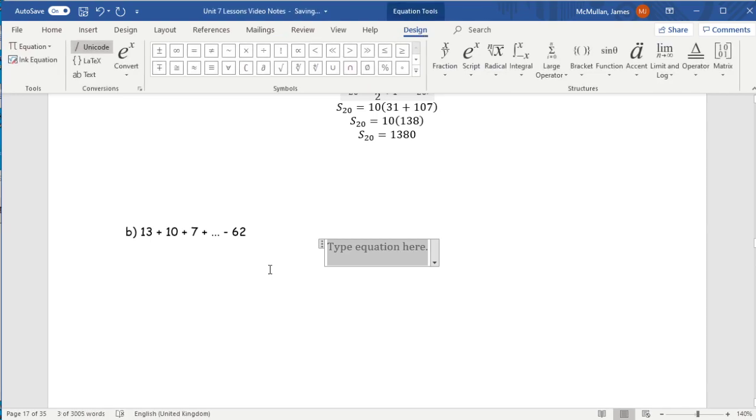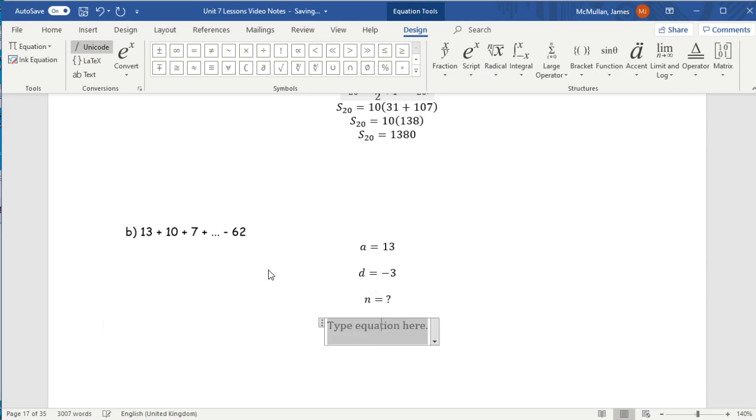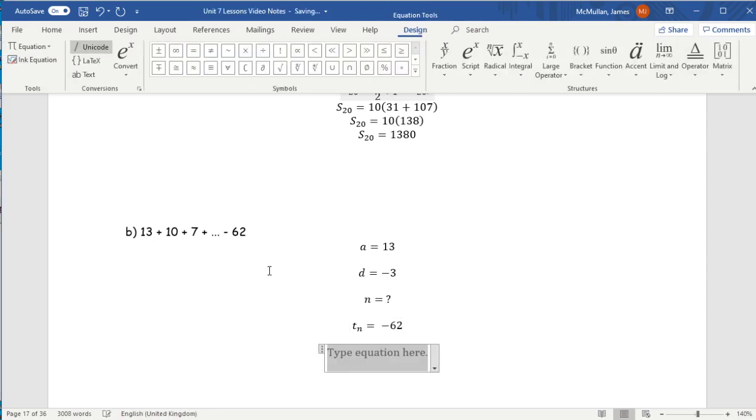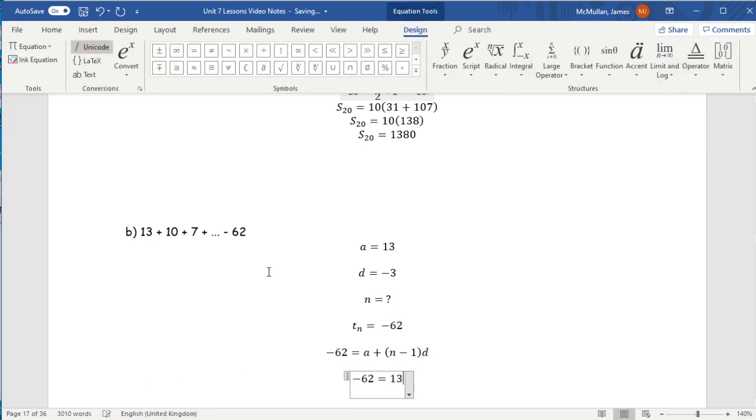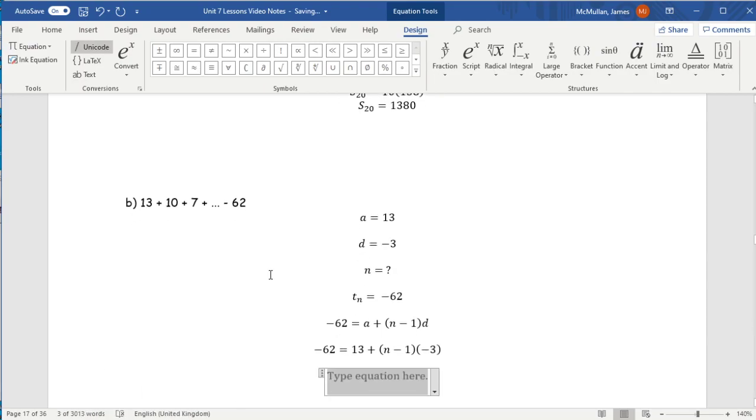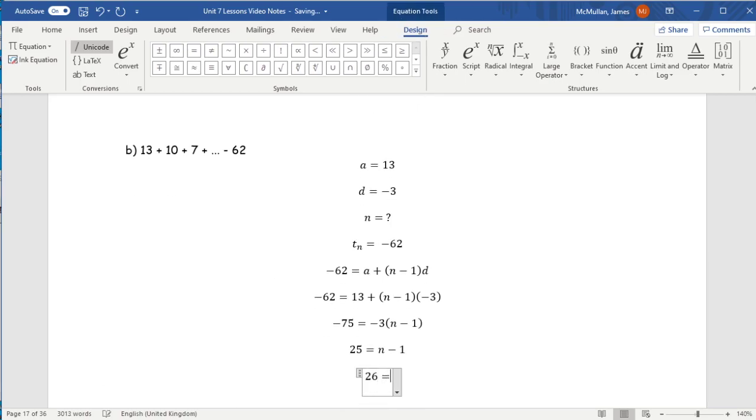Okay, same thing here. A is 13, D is negative 3, N is unknown. We do, however, know that Tn is equal to negative 62. So negative 62 is equal to A plus N minus 1 D. Negative 62 is equal to 13 plus N minus 1 times negative 3, and then we just work it out. So bring the 13 over, we get negative 75 equals negative 3 times n minus 1, 25 equals n minus 1, and therefore 26 equals n.